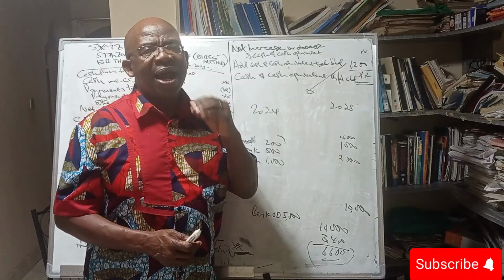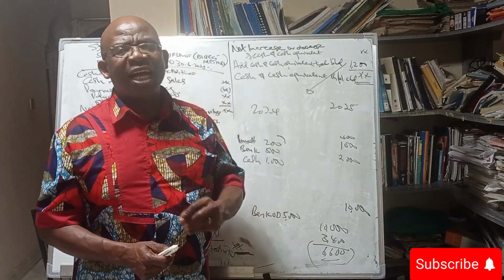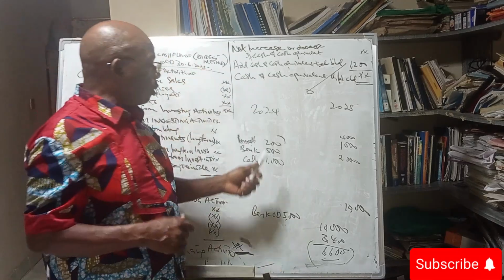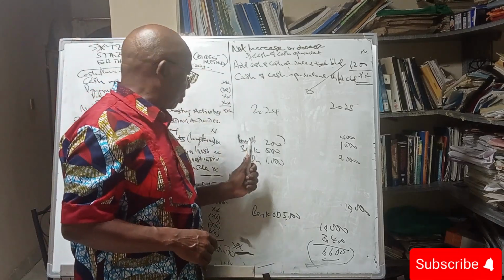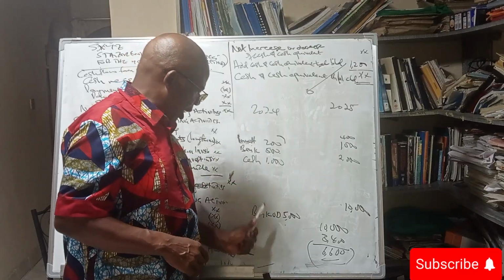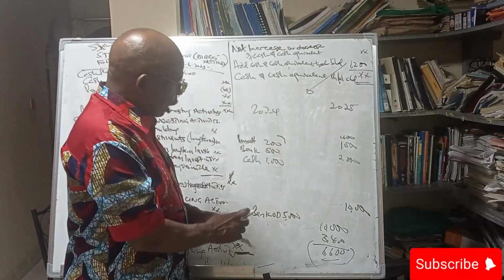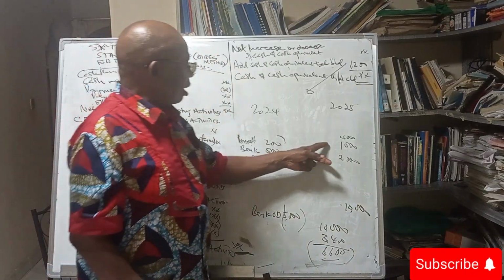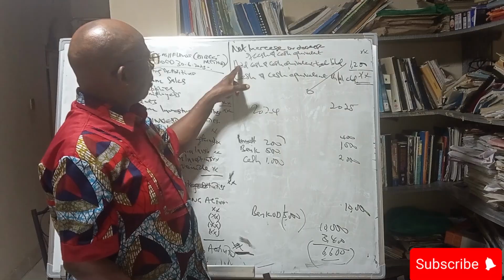Please learn how to look for cash and cash equivalent. Look for those items. Look for investment above bank, cash, and bank overdraft. You add them together, knowing that the bank overdraft reduces our cash and cash equivalent, and then that's the opening. That's what you bring here.